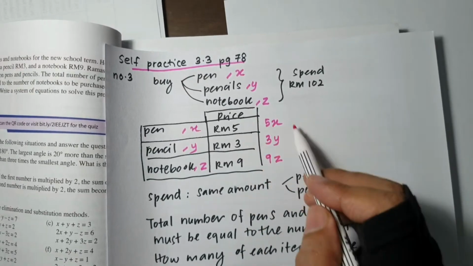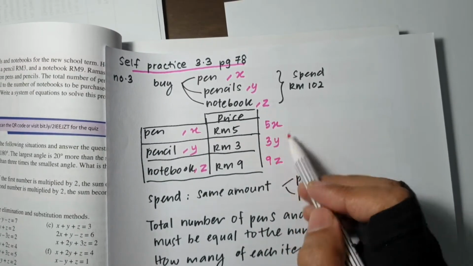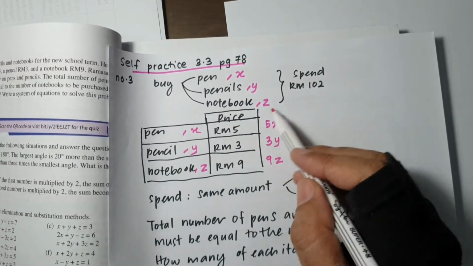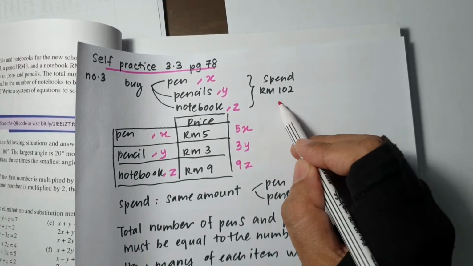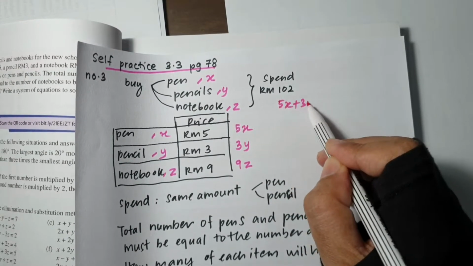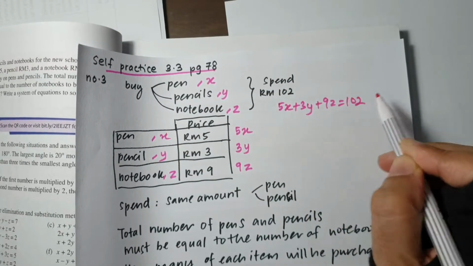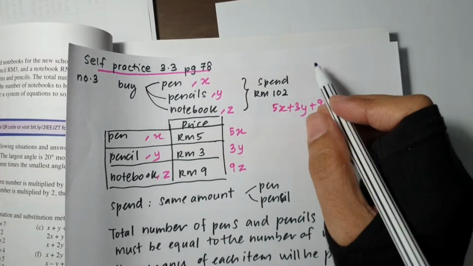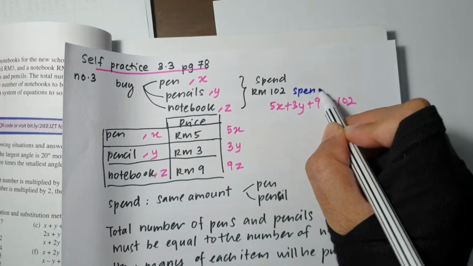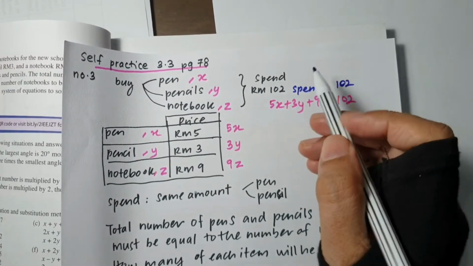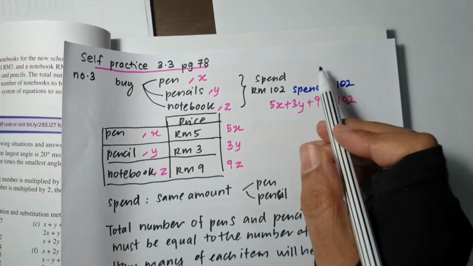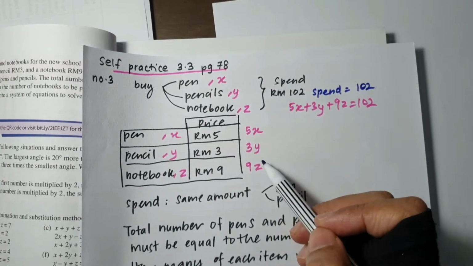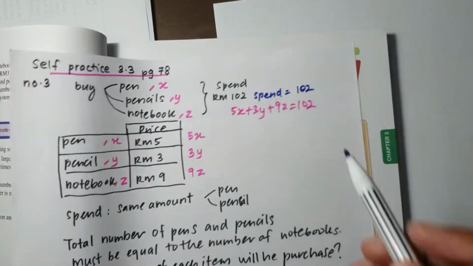So ini semua adalah total perbelanjaan dia, which is RM102. So from here you can form one equation: 5x plus 3y plus 9z equals 102. Jumlah perbelanjaan, total dia spend tadi RM102. So to get the total, you kena tambah semua ni. Next kita baca lagi soalan. So we get one equation already.